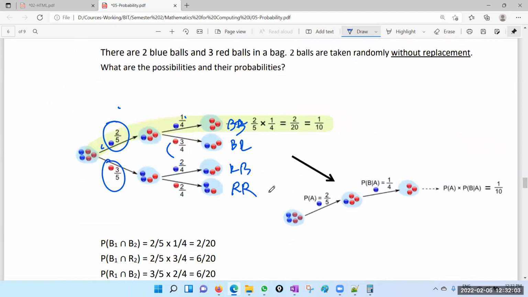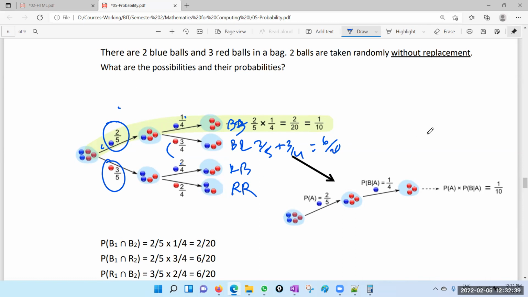Right? Now you can multiply, but these are conditional probability values. So this is the probability of getting red given the first one is blue. Now you can again multiply 2 divided by 5 into 1 divided by 4, which is 2 divided by 20. Getting red and blue and red: 2 divided by 5 is the probability of this. This is the probability of red given the first one is blue, 3 divided by 4, so that is 6 divided by 20.